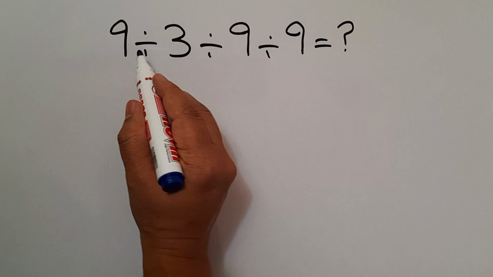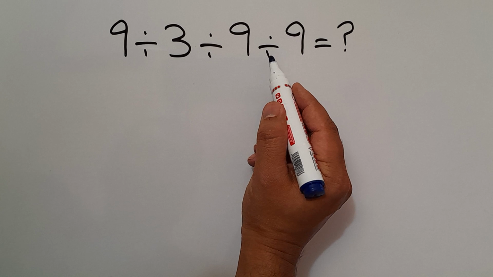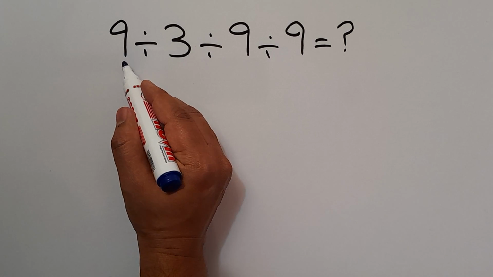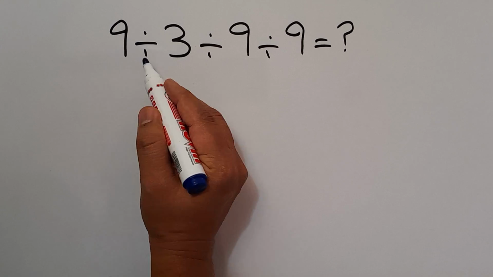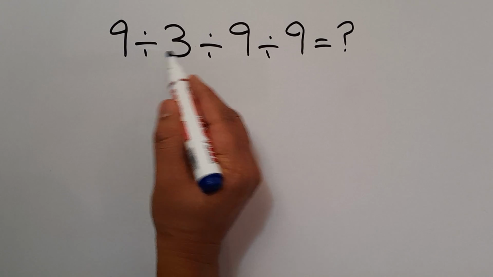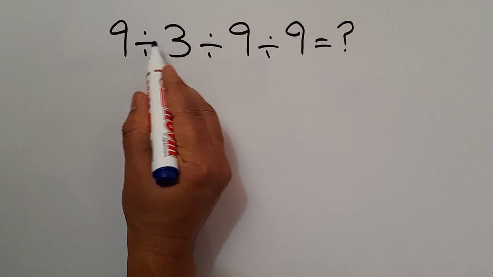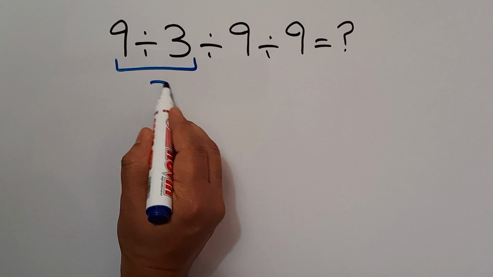In this expression, we have 3 divisions. And as we know, when we have more than one division in one expression, we have to work from left to right. So first this division, then this division, and finally this division. 9 divided by 3 gives us 3.